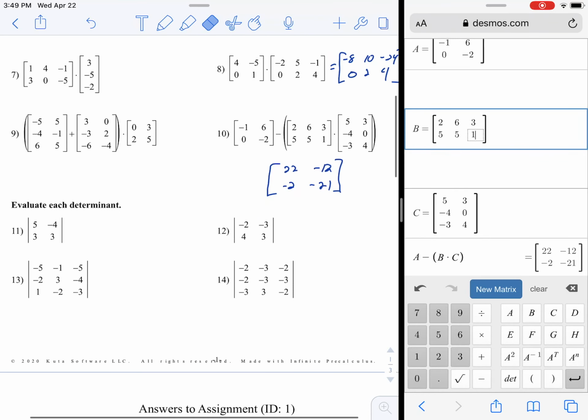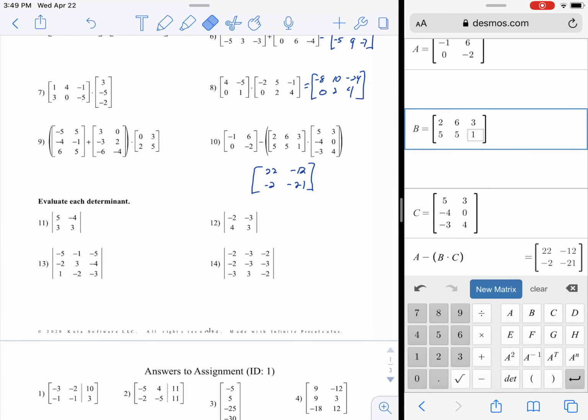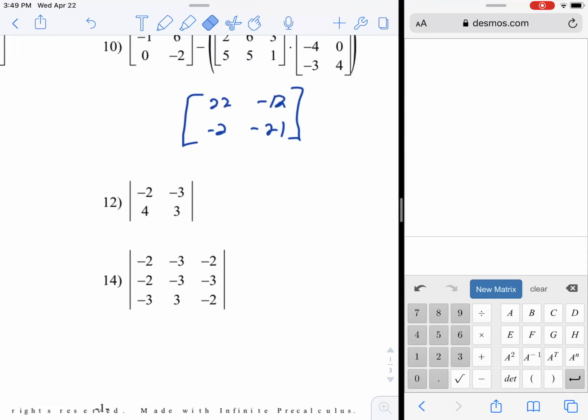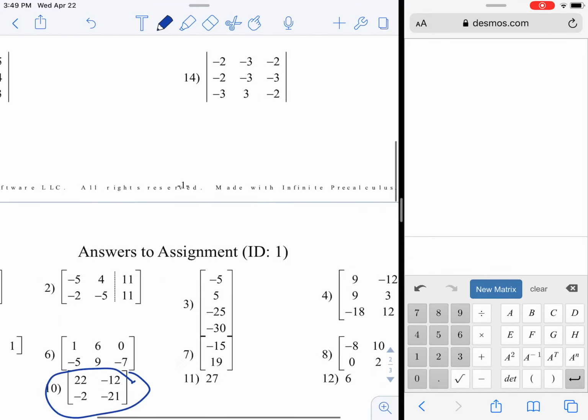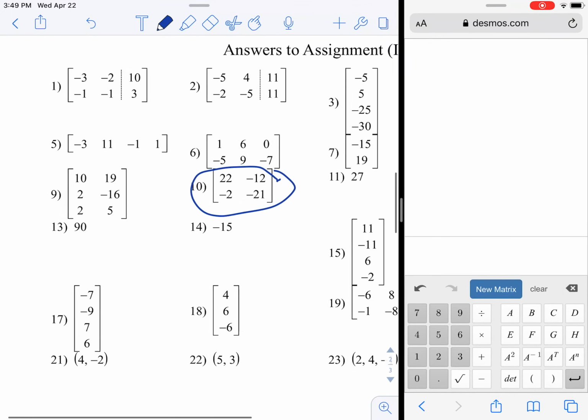Okay, the last few are determinants. Let me clear the calculator. The 2 by 2 determinant is pretty easy to do without a calculator. You multiply this way, you multiply that way, and then you subtract them. Of course, that turns to plus, and you get 6 as an answer. Number 12, the answer should be 6.